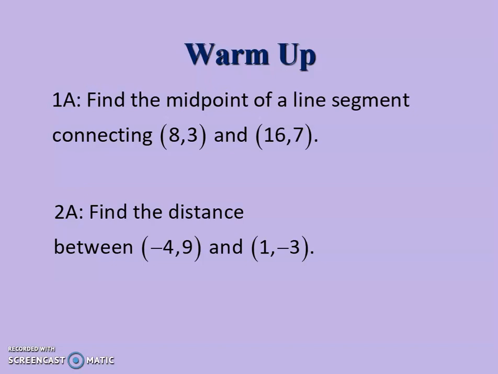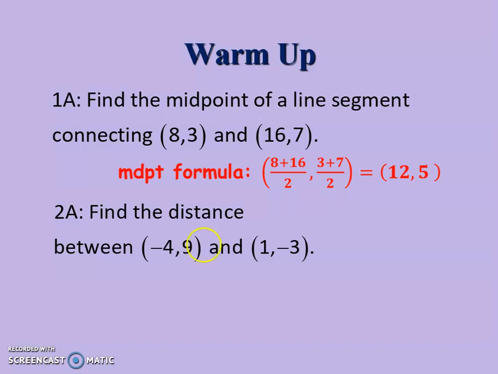So the first question asks you to find the midpoint of a line segment that has 2 points, (8, 3) and (16, 7). So you need your formula in order to be able to do that for midpoint. And so you're going to add the x's and divide by 2, add the y's and divide by 2. And so the midpoint of these 2 points then on this line segment is going to be (12, 5).